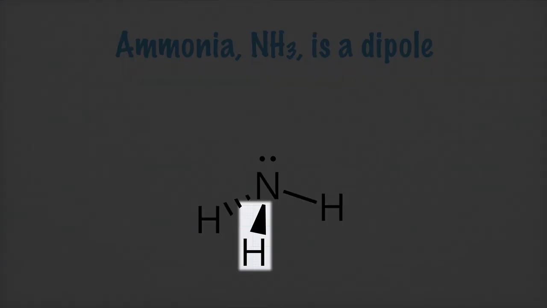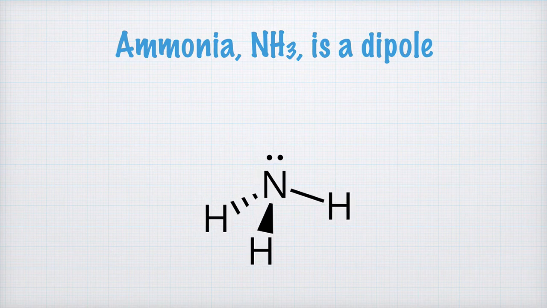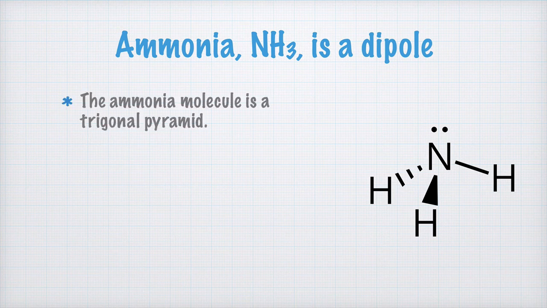This black wedge means that the bond, so to speak, points out from the screen, and the dotted wedge means that the bond points instead into the screen. I moved the structural formula to the side a little bit so we can write a few words about this. So, the ammonia molecule is a trigonal pyramid.